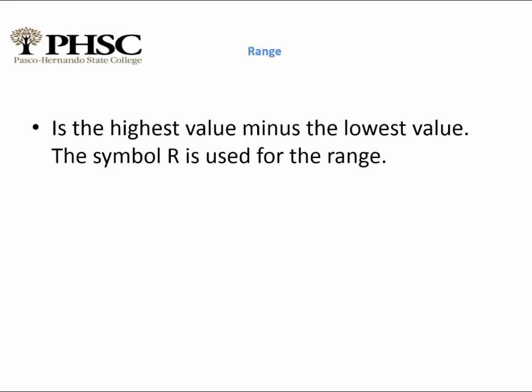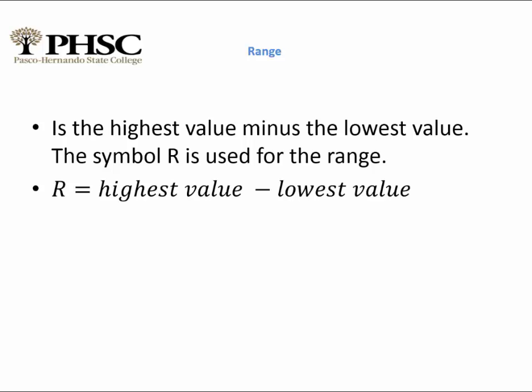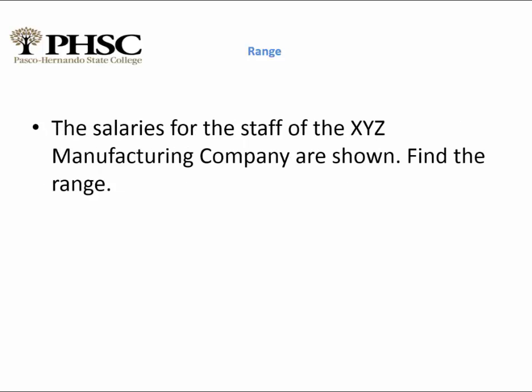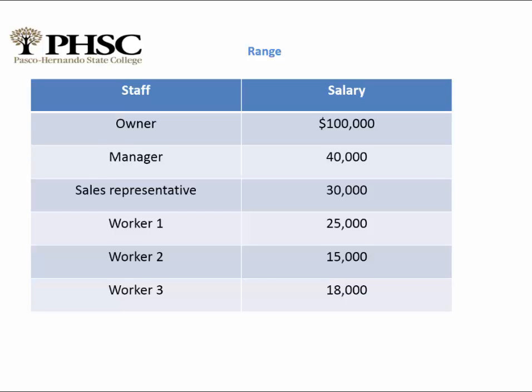So the range is simply the highest value minus the lowest value, and the symbol R is used for the range. In order to find the range, I just do highest minus lowest. So let's find the range for this particular company. These are the salaries for the staff of the XYZ manufacturing company. So here's the data. We have the owner, manager, sales rep, workers 1, 2, and 3. I'm going to find the range. The range for the salaries of this particular company is 100,000 minus 15,000, which gives us 85,000.